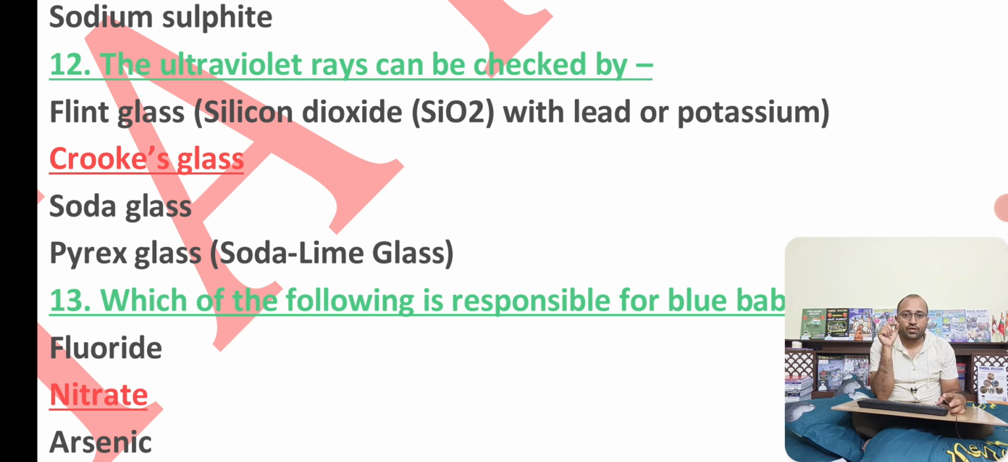When it comes to flint glass, it is silicon dioxide made with lead or potassium, and I want you guys to tell me, these flint glasses are used in the manufacture of what? Comment in this section. I told you, if you had taken all of that together, you have been given all those topics of flint glass, everything. So this is one thing you should remember.